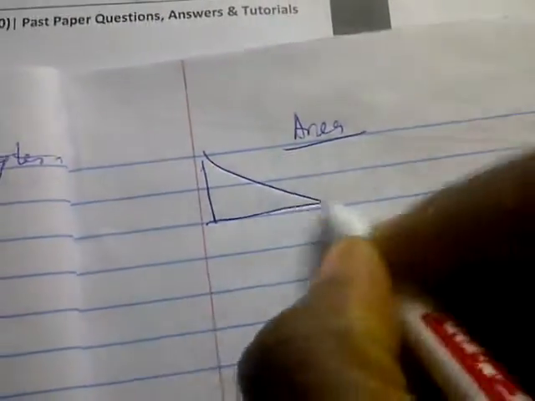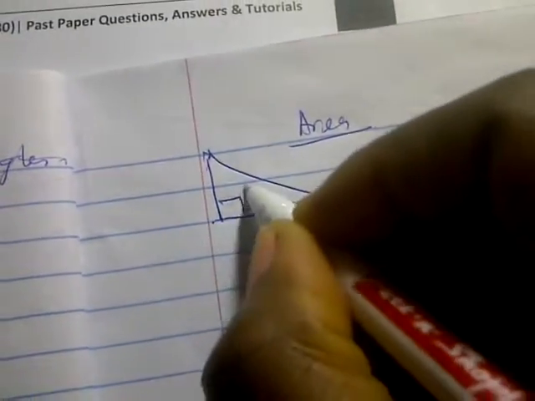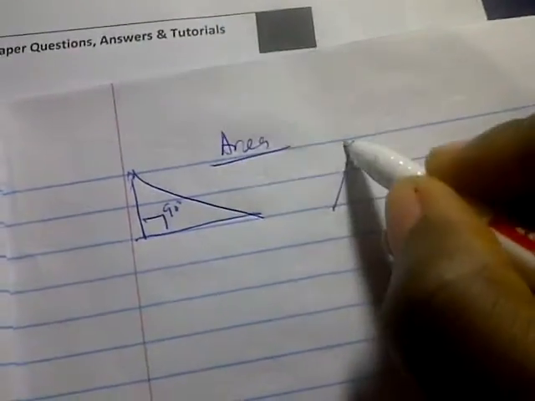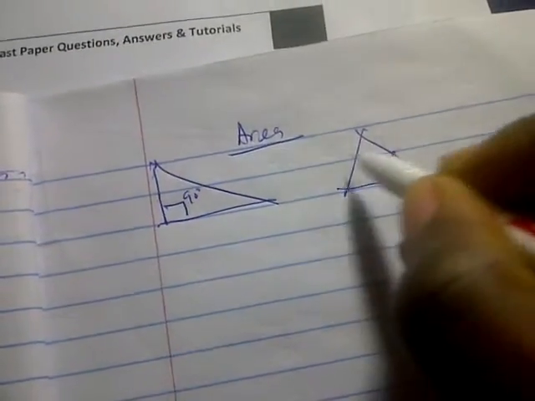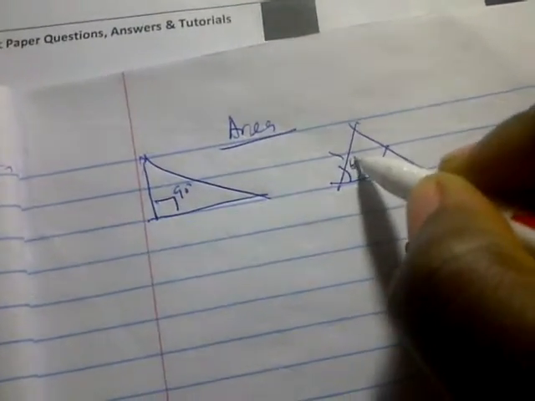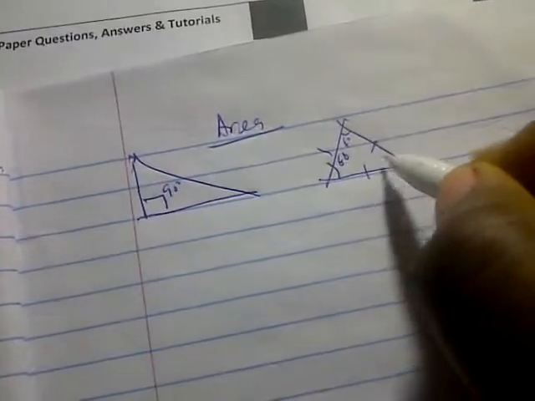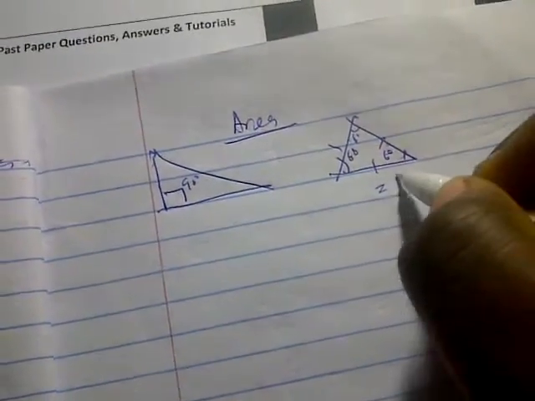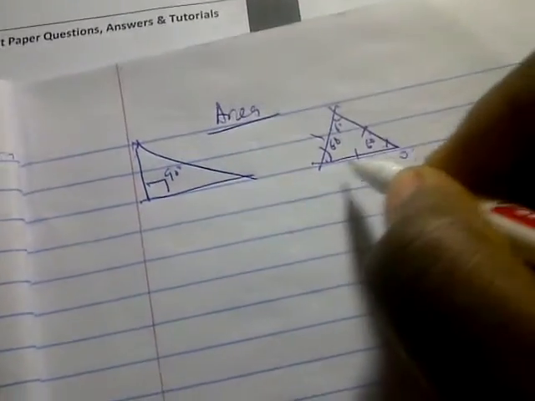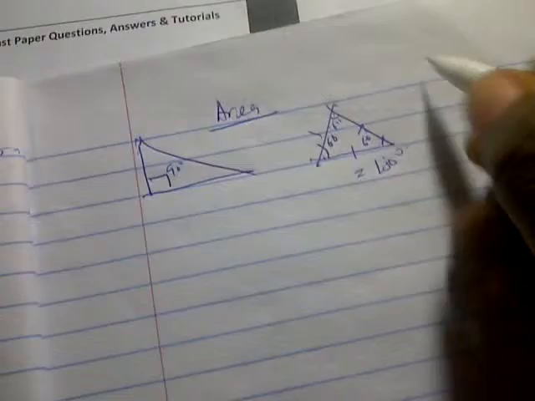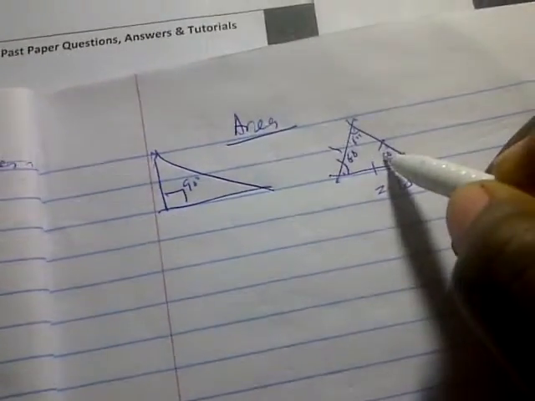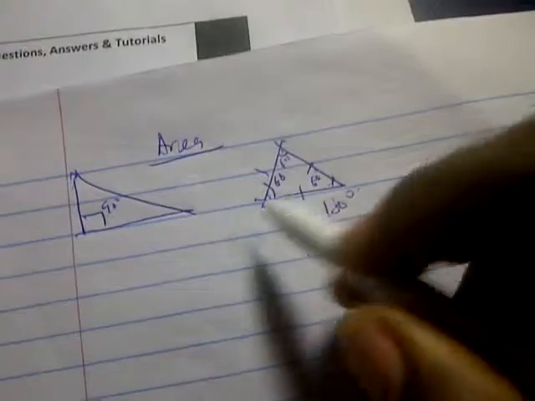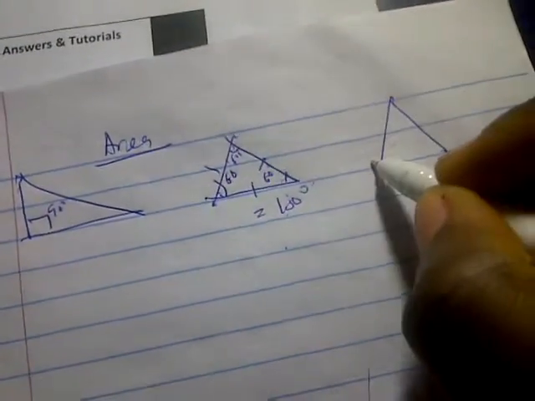You have the right angle triangle, that has one of its angles to be 90 degrees. Then you have an equilateral triangle that has all the sides equal and all the angles equal. That's 60 degrees, 60 degrees, 60 degrees. How do we know that they are 60 degrees each? Because angles of a triangle sum up to 180 degrees. So since all the angles are equal and there are 3 angles, it's 180 divided by 3. That's 60, 60, 60.